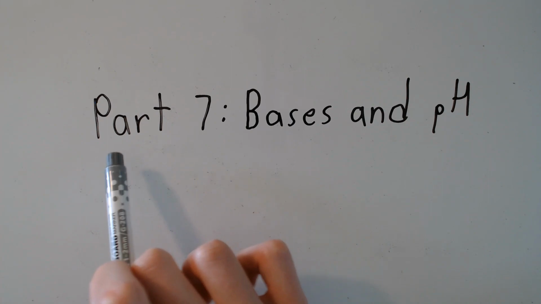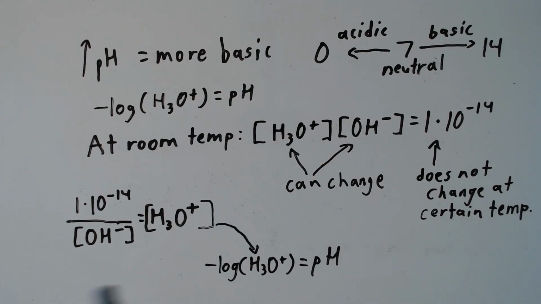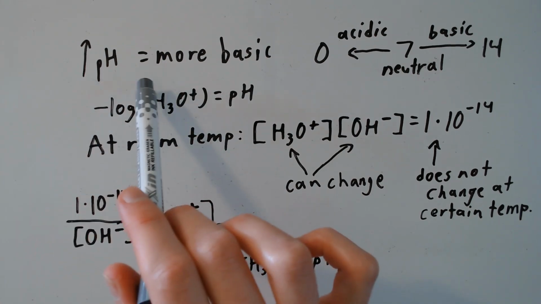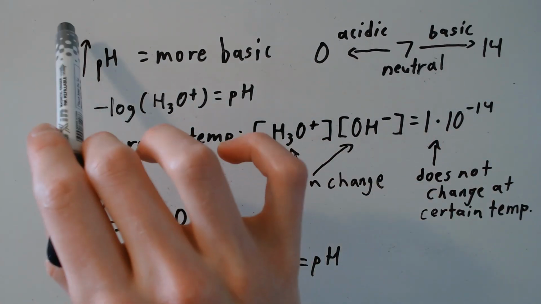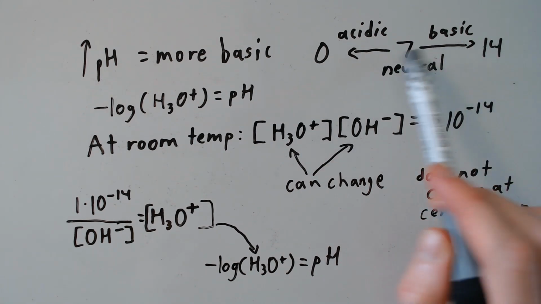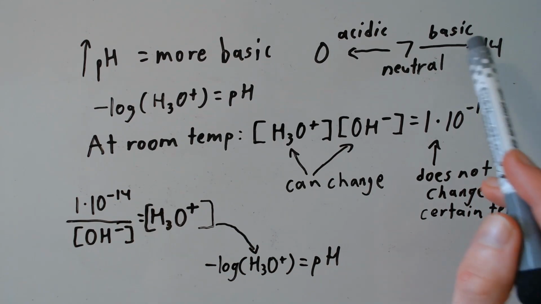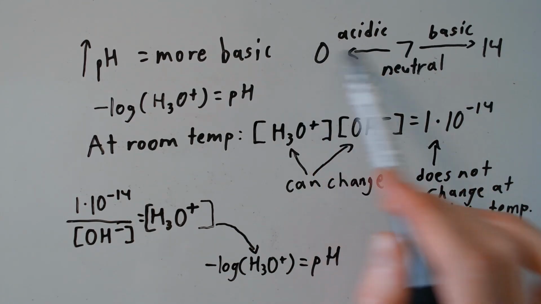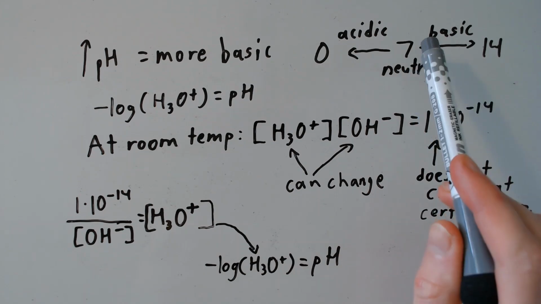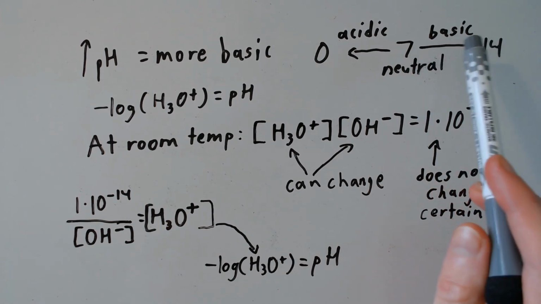Part 7. Bases and pH. So as previously stated, in order to find out how basic a solution is, we typically need to know its pH. The higher the pH, the more basic the solution is. And as you can see, if it's above 7, between 7 and 14, it's basic. Well, 14 is also basic. And if it's below 7, then the solution is acidic. And at 7, it's neutral. So we need to find the pH, and for a basic solution, it would be above 7.